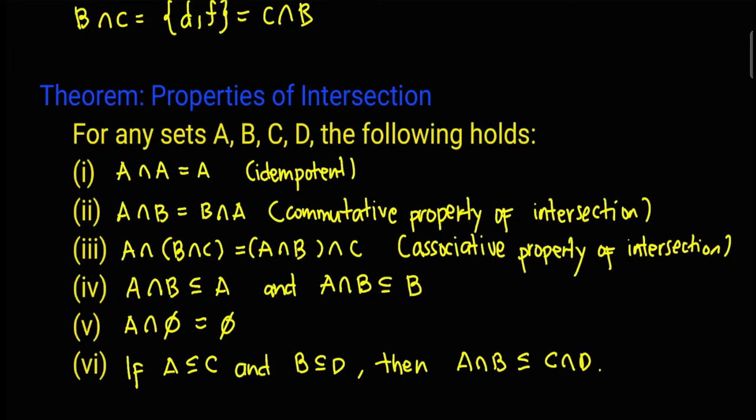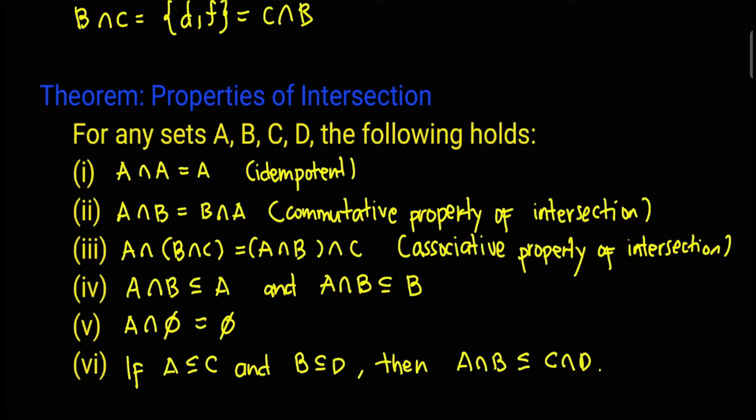Intersection is also associative. A intersection the quantity B intersection C is the same as A intersection B and then get the intersection with C. So all of these properties are analogous to properties 1, 2, and 3 of the union that we've seen in the previous video.